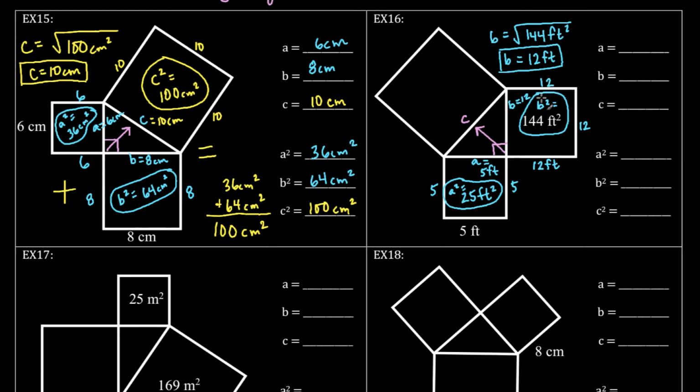And 12 right here. So we know that if we add the areas here, we will get this one right here. So 144 plus 25 feet squared is 169 feet squared, which isn't C, it's C squared. It's the area of the square. Okay, so now I have to take the square root of 169. So C is the square root of 169 feet squared. So that means C is 13 feet.